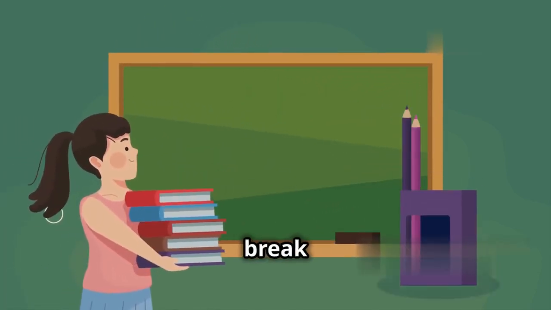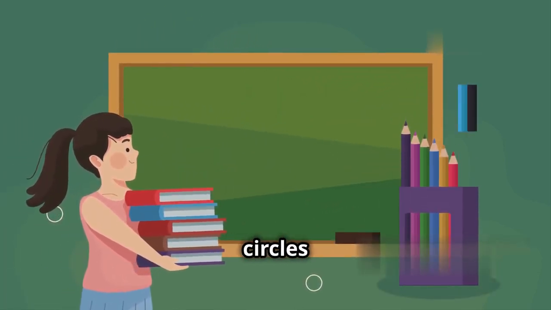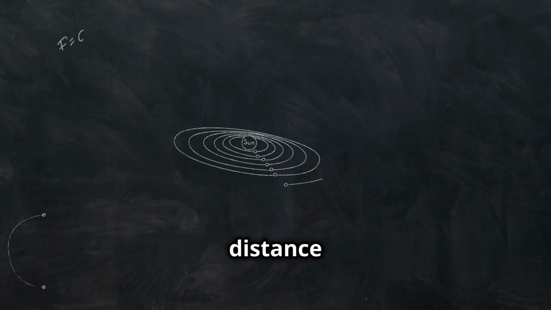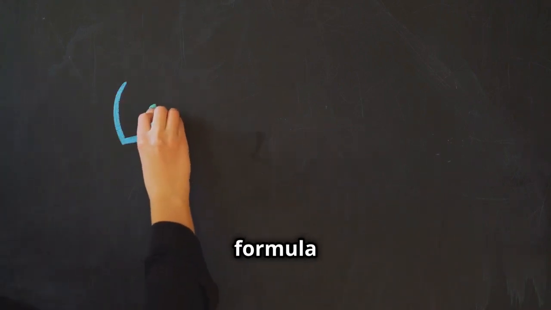Today let's quickly break down two key concepts for circles: circumference and area. First up, circumference. This is just the perimeter, or the distance around the edge of the circle. To find the circumference, use this formula.